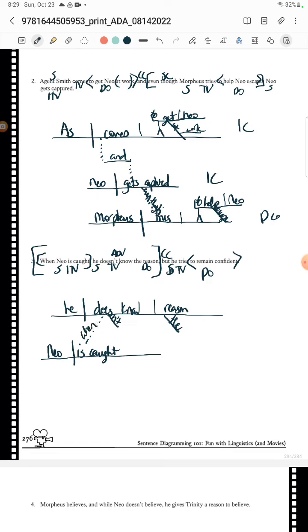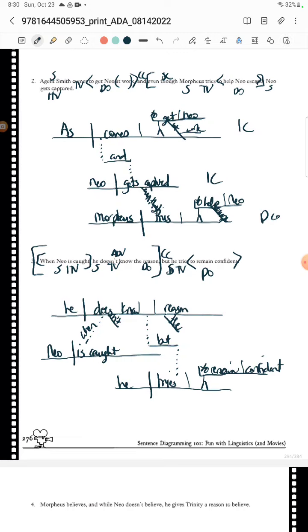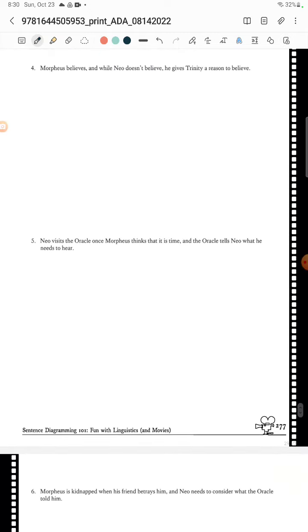And now I have room to kind of do the rest. But what does he try? He tries to remain, and then he's remaining confident. All right, number 3 down. Moving on to number 4.